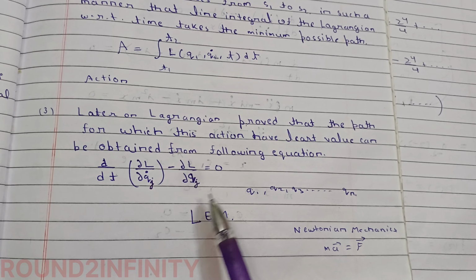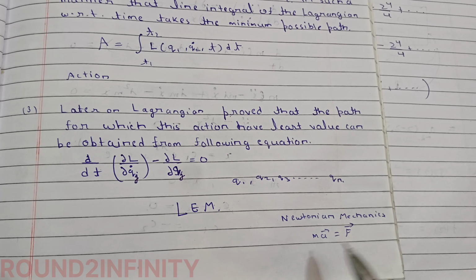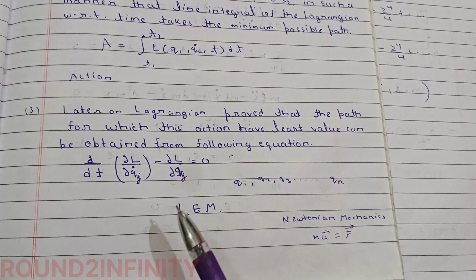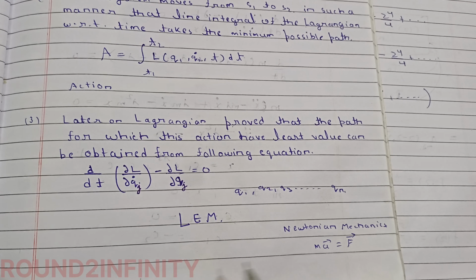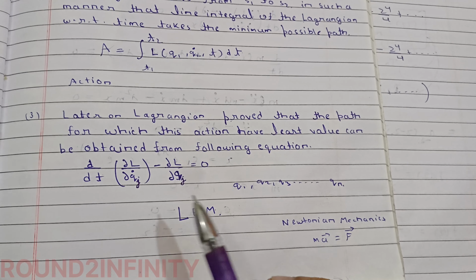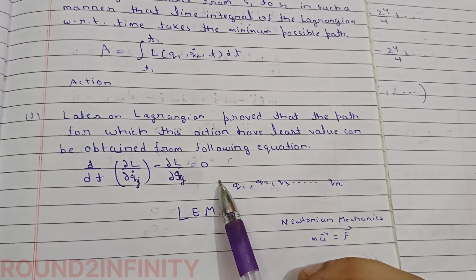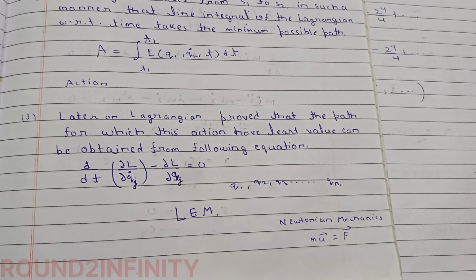So this is just the same as in Newtonian mechanics, where you have ma equal to F. The same role is played by this Lagrange equation in Lagrangian mechanics. Okay, and the equation you will get after solving this is called the Lagrangian equation of motion.